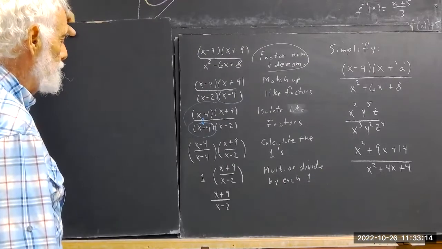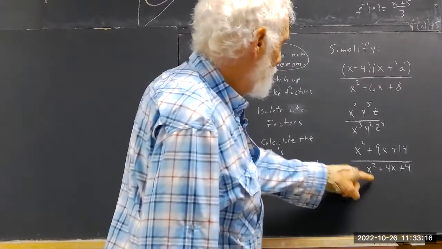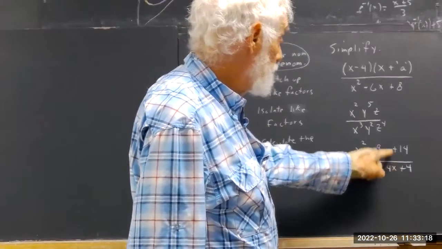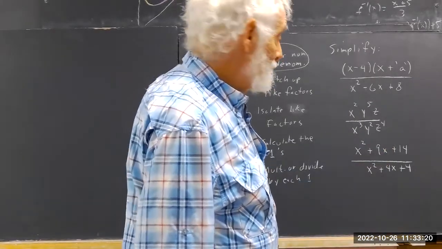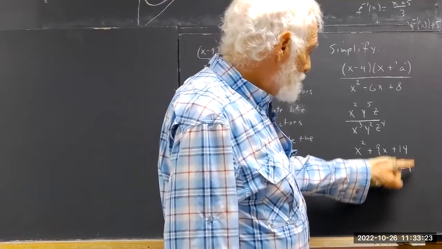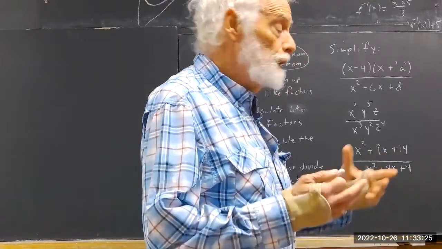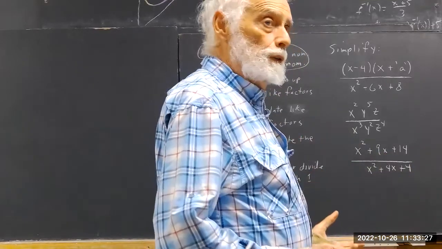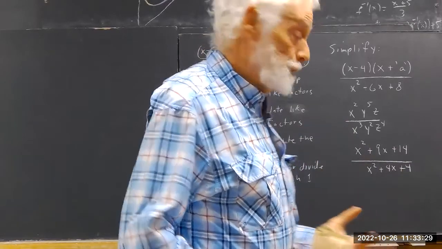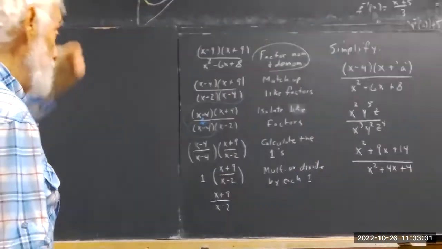Try to understand at the very least, you can't cancel out the x squared and the x squared. You can't cancel this x with this x. You can't divide this by 2 and divide this by 2. You can only multiply and divide numerator and denominator by the same quantity. Okay, well, enough of that.